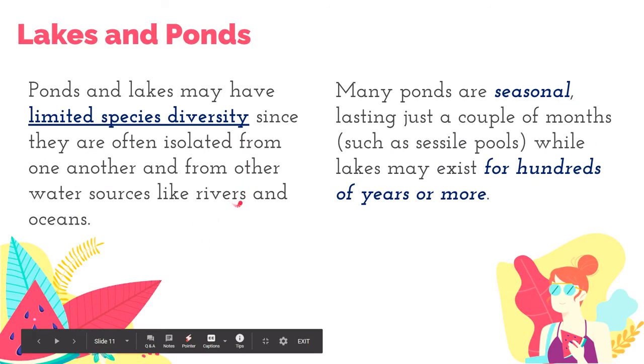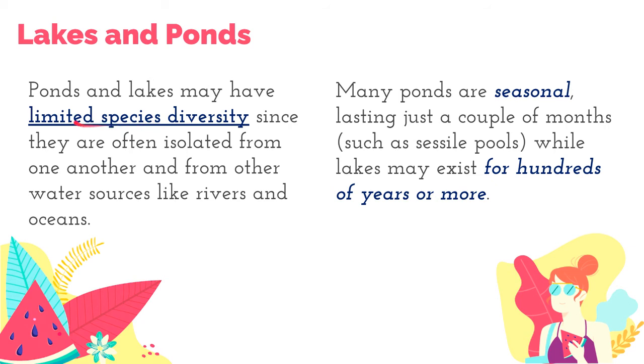Compared to other aquatic biomes, ponds and lakes may have limited or low species diversity, or very few collections of organisms, since they are often isolated from one another and from other water sources such as rivers and oceans. Another thing to note is that many ponds are seasonal.